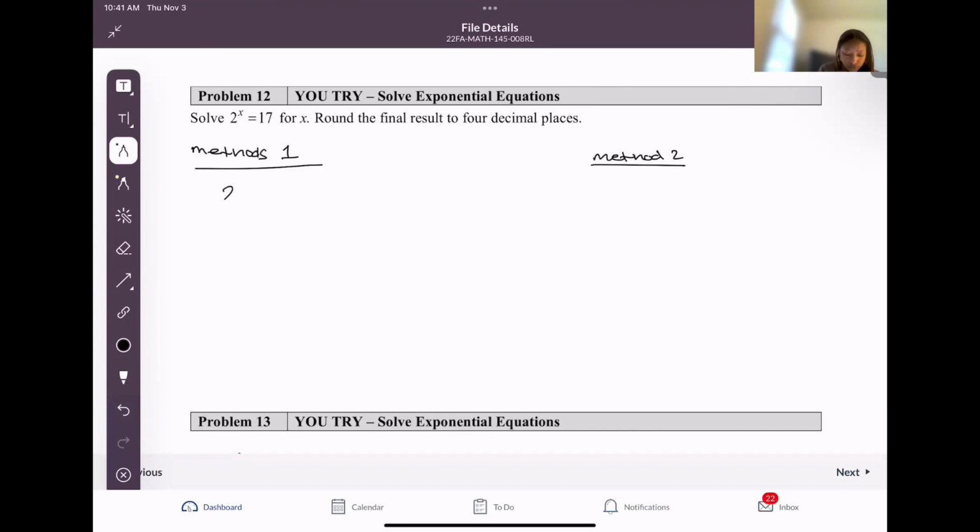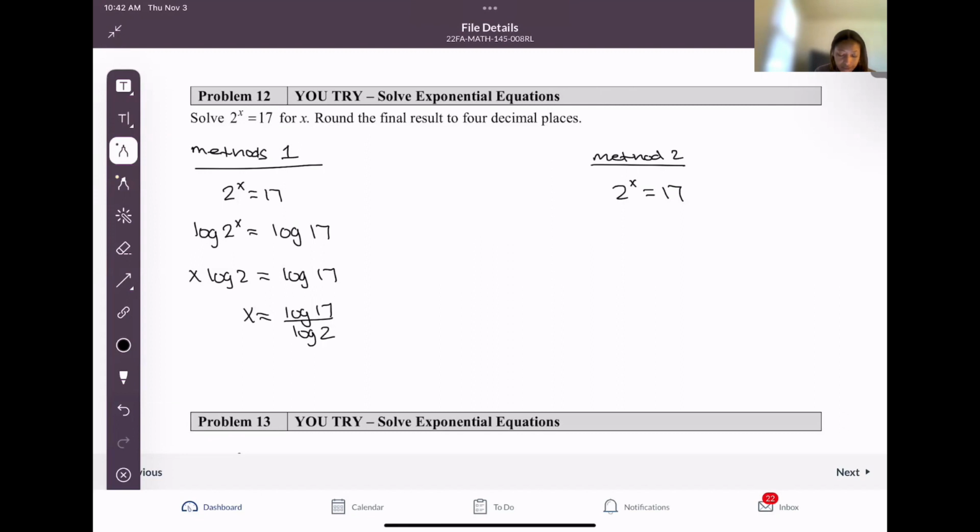All right, so we have 2 to the x power equals 17. I'll do method 1 first. That's where we use the power rule. The exponential term is isolated, so then we take the log of both sides. Log of 2 to the x will be equal to log of 17. Then we use the power property to bring down the exponent. X times log of 2 equals log of 17. Then we divide both sides by log 2. X equals log 17 divided by log 2. At this point, we will need to go to the calculator.